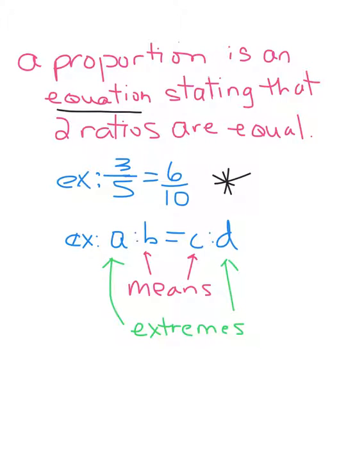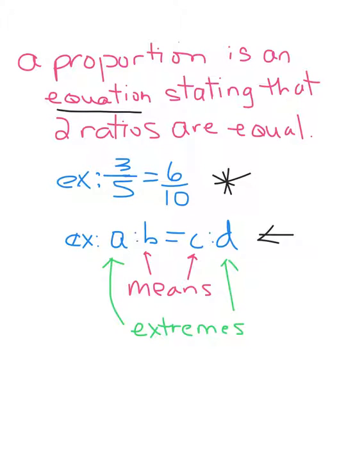We can write them in fraction form. 3:5 is equal to 6:10, or we can say 3/5 is equal to 6/10. Or another way we can write it is in this horizontal method. We say A is to B is equal to C is to D. Now, when we write it like this, it's easy to see what our means and extremes are.